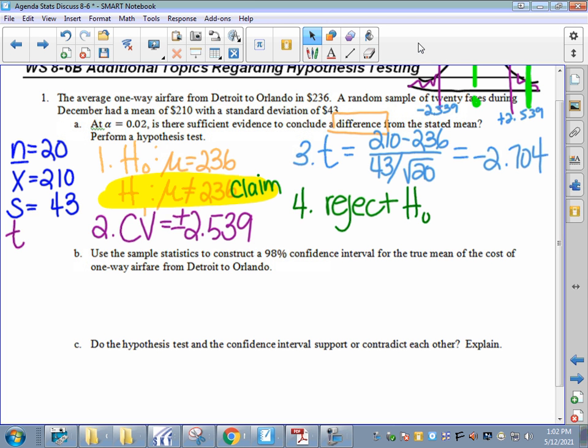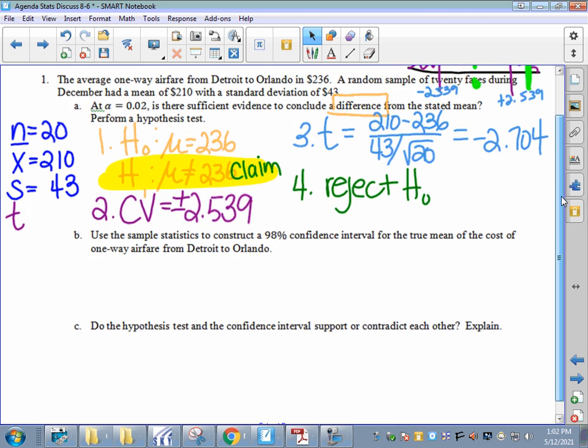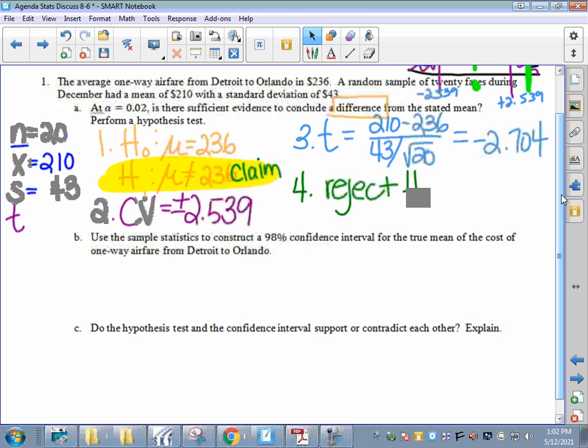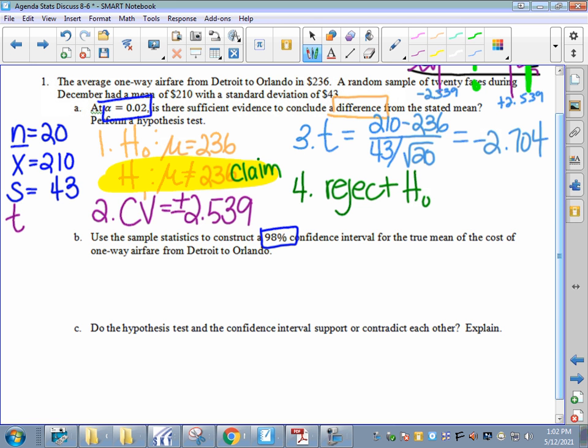Now we're going to make a confidence interval to check and verify that it supports the decision we made. Notice this is a 98% confidence interval. My alpha was 0.02. Those two will always be complements. I will never try to trick you. For some reason, if I didn't give you the 98% confidence interval, you would go back to, well, if alpha is 0.02, it's a 98%. Remember, those always add up to 1 or 100%.